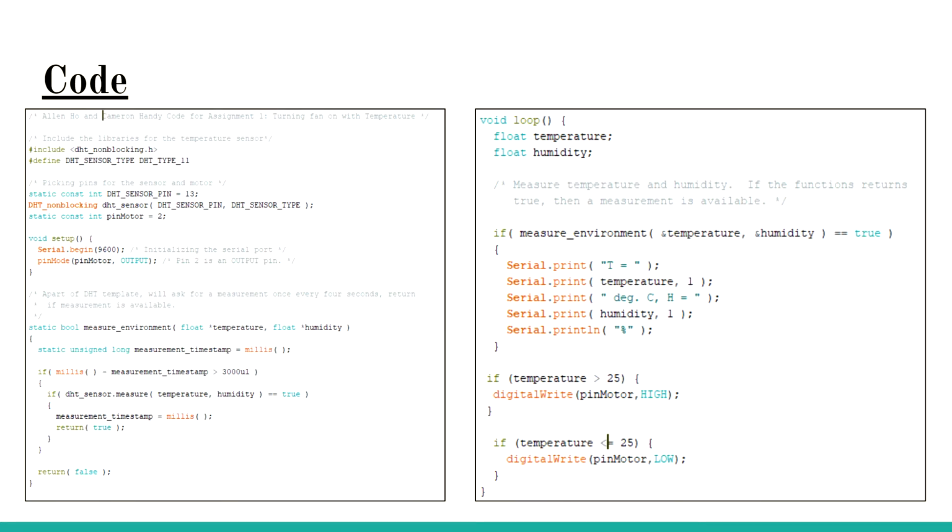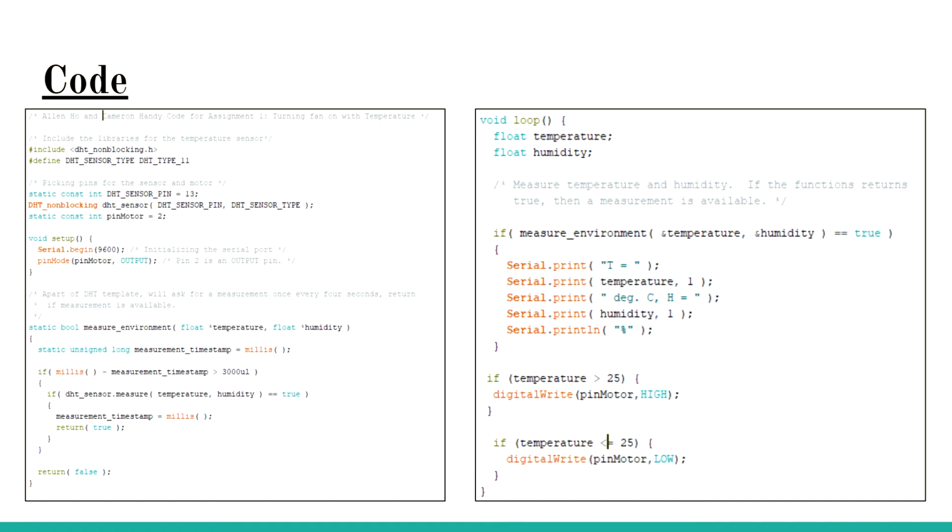The code for the device is very simple. We first had to include the library for the temperature sensor, and then picked our pins for our sensor and motor by establishing variables. As modeled in Tinkercad, the sensor is on pin 13 while the motor is on 2. Then we set up a serial port so we could read our temperature and humidity values and set up our motor pin as an output. Afterwards, we used the code given in the template to take measurements of temperature and humidity every 4 seconds and had to display our measurements in the serial monitor.